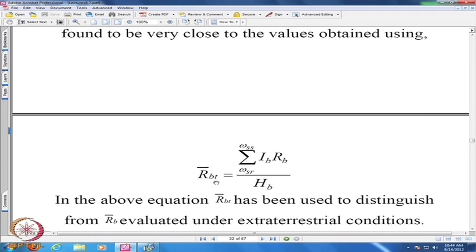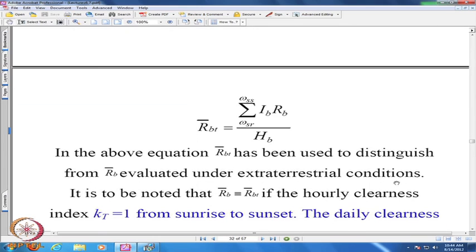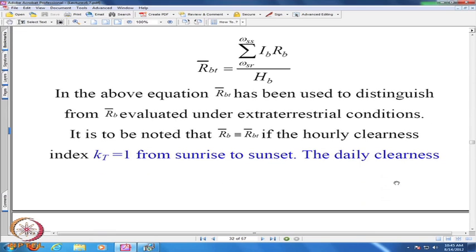So, R B bar t, just to distinguish for the sake of discussion, under terrestrial conditions will be I B R B upon H B. Now, this value of R B bar evaluated under extraterrestrial conditions shall be identically equal to the value under terrestrial conditions if the clearness index is equal to unity throughout the day. If k t is equal to 1 for all the hours, or if capital K T is equal to 1, it ensures that small k t is equal to 1 for all the hours. You have R B bar t identically equal to R B bar.